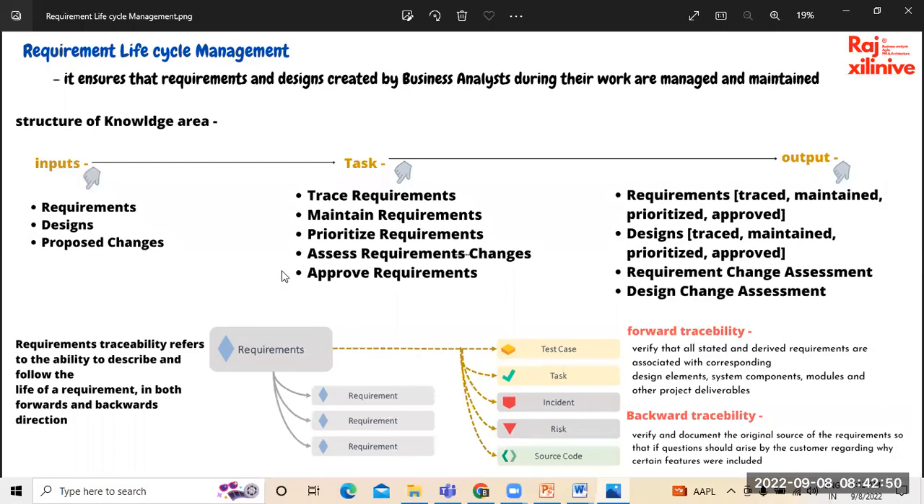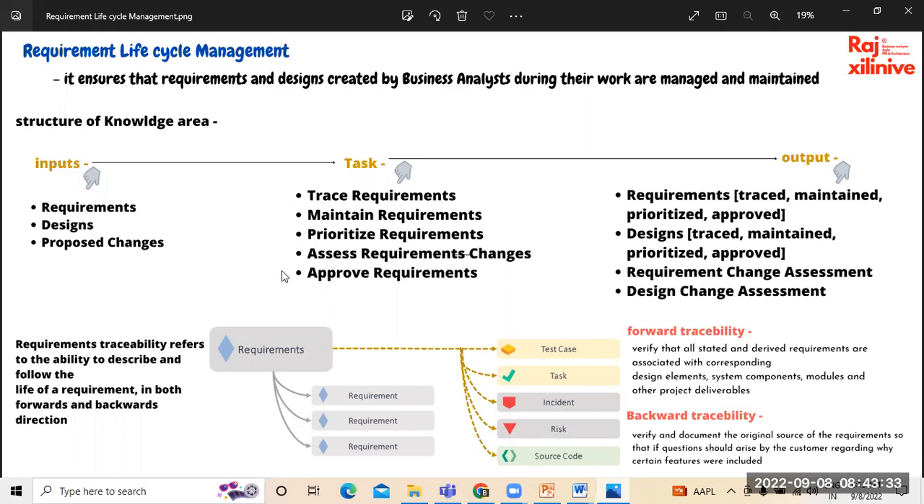So there are different tasks we need to do as a BA. The first thing is that you need to trace the requirements. Second, you need to maintain the requirements. Third, you need to prioritize the requirements. Fourth, you need to assess the requirement changes. Followed by this, you need to approve the requirements. Because whatever we have taken will not necessarily be taken into account. We must see a few things. One is whether it is viable for us or not. Whether the requirements we have taken were adequate or not, right? So all these things we have to understand. This is where generally we do requirement lifecycle management. This is the next one.